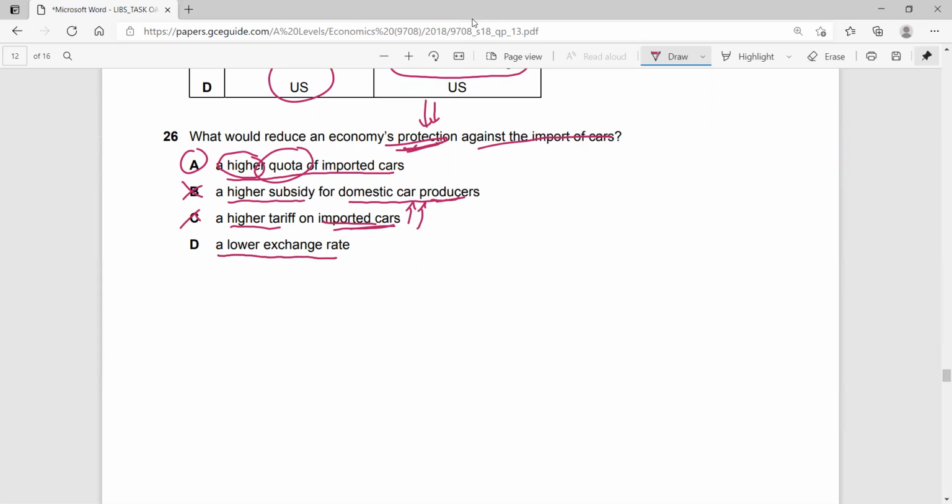A lower exchange rate does very similar things. A lower exchange rate essentially means that the prices of imports are higher, because it costs more to buy the international currency and import. And if the prices of imports are higher, that also acts as protection for your local industry.